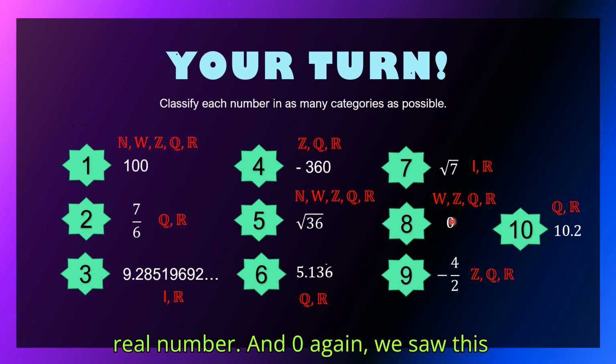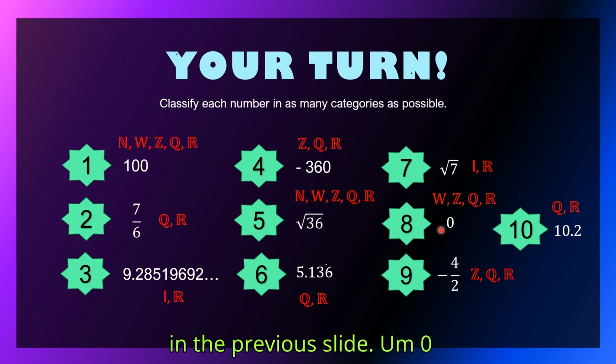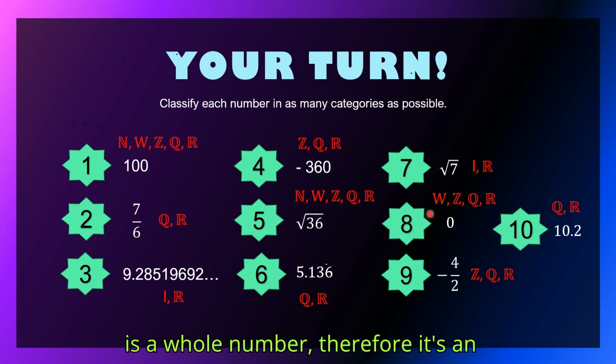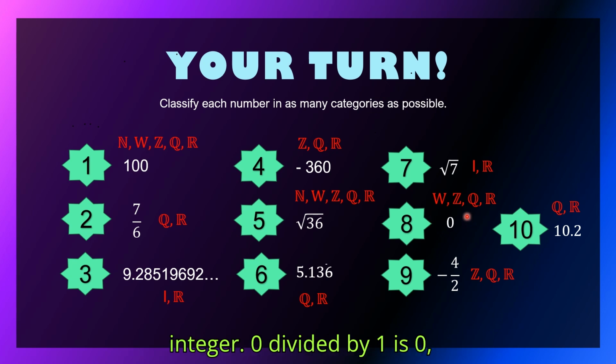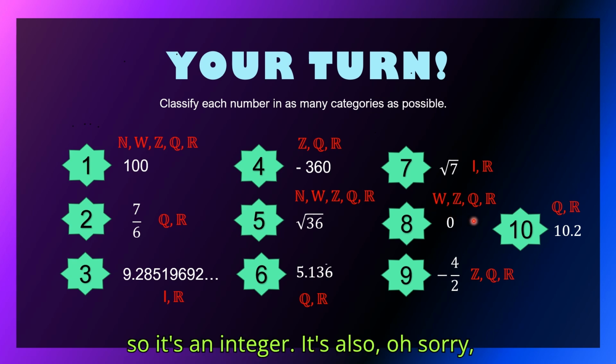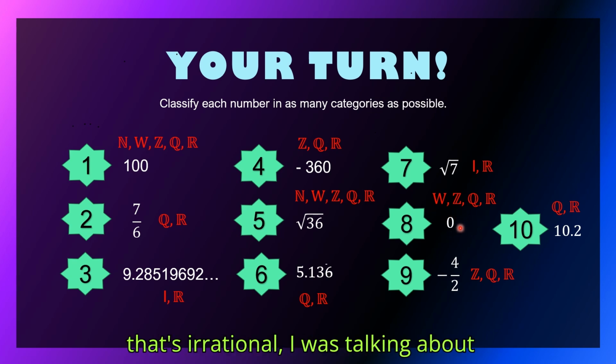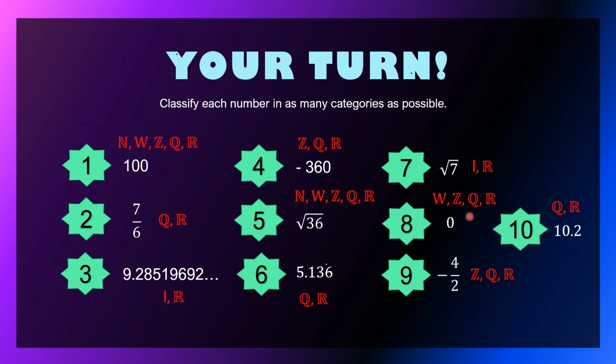And 0, again, we saw this in the previous slide. 0 is a whole number, therefore it's an integer. 0 divided by 1 is 0, so that's a rational number. I was talking about rational right there. It's also a real number.